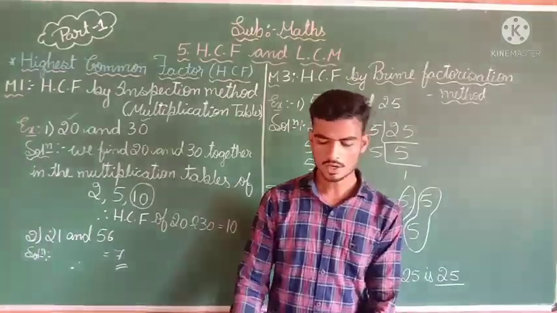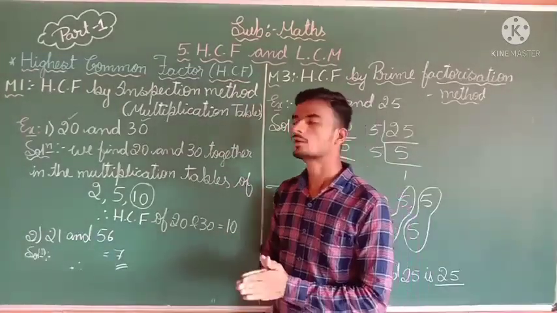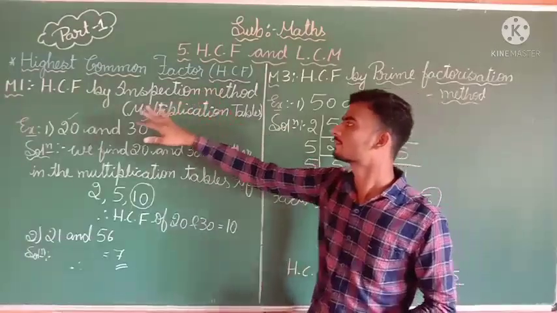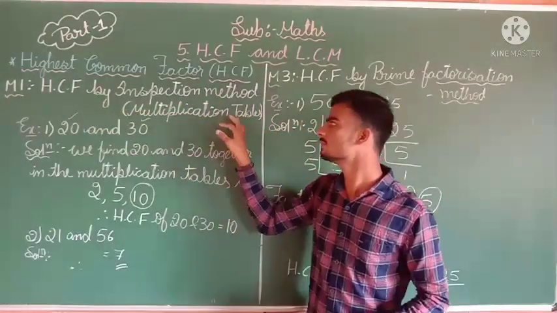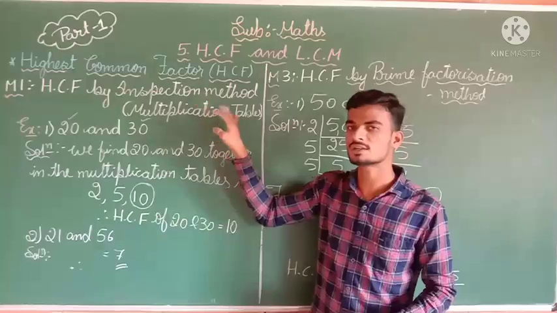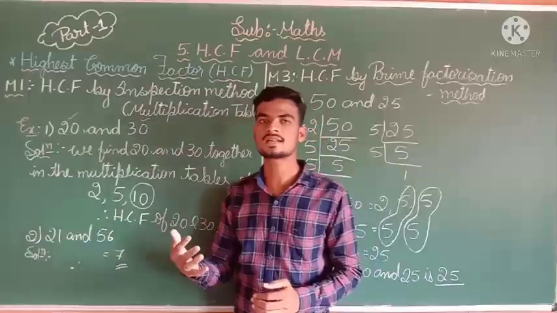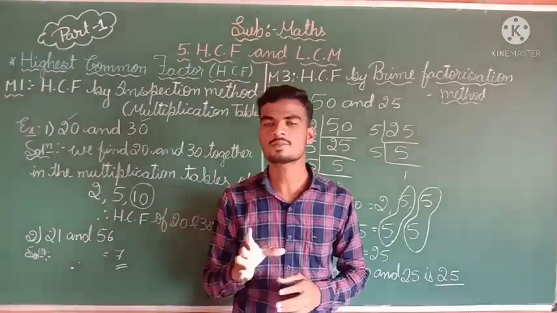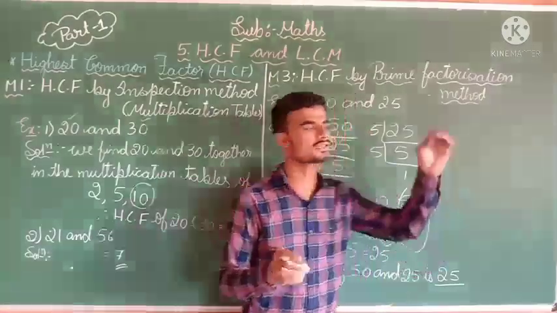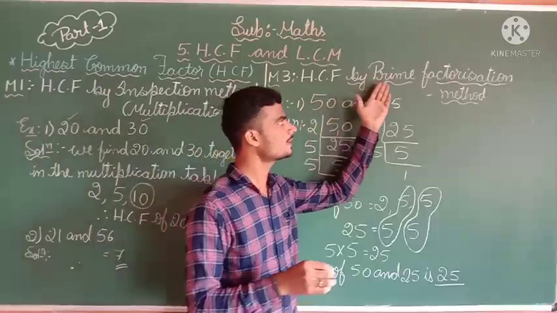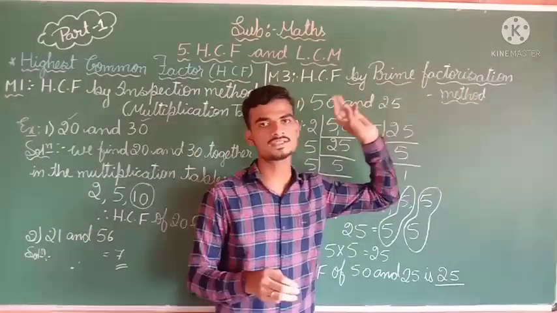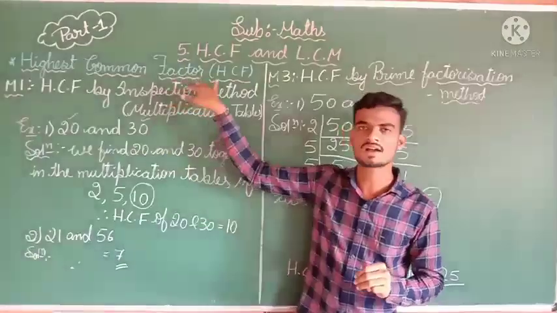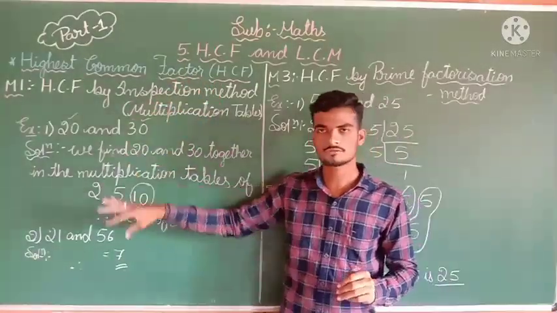So this is all about HCF. In HCF we have discussed the first method, HCF by inspection method. Inspection method means multiplication method. Then in the second method we discussed finding HCF by finding factors. Then in method 3 we discussed HCF by prime factorization method. These are the 3 methods we have discussed under the highest common factor. And we have solved a few problems also.